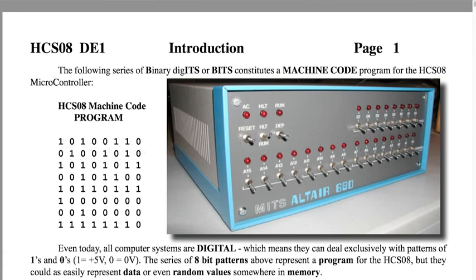You'd come over here and hit the deposit, and it would put that instruction in memory. Then you would enter the next instruction here, and so on. And that's how you used to program back in the 60s. When your program was entered, you flip from halt to run, and your program would indeed run.